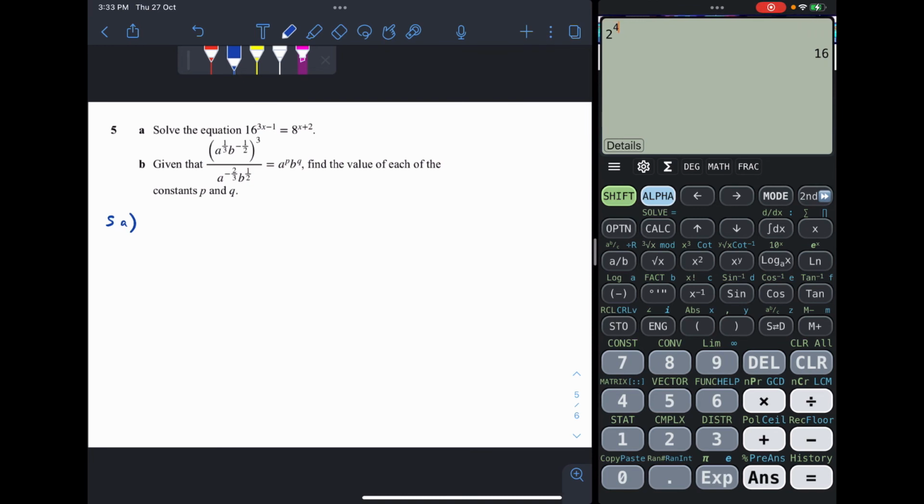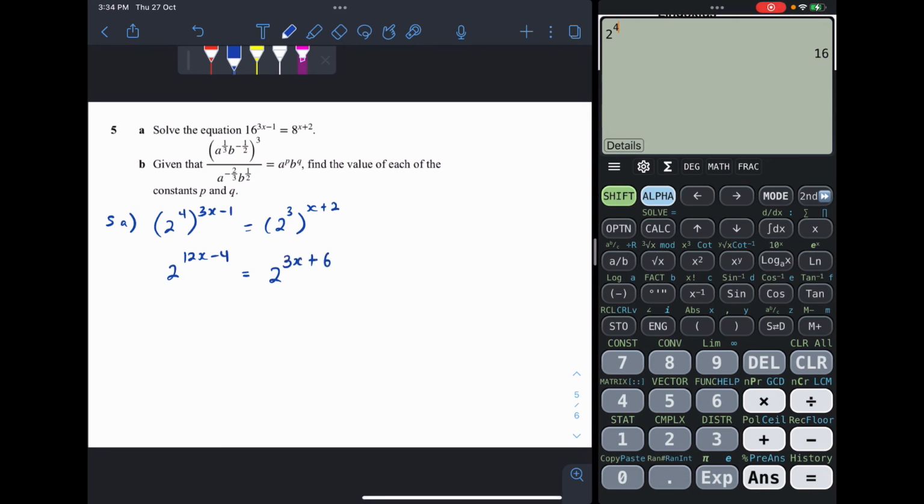So the first one, 2 to the power of 4. When you change something, make sure you write it in a bracket. And you've got 3x minus 1 equals 2 to the power of 3, x plus 2. Now, since we have a bracket and there are powers on the left and right side of the bracket, we need to multiply them together. So it will be 2 to the power of 12x minus 4, multiply both, equals 2 to the power of 3x plus 6.